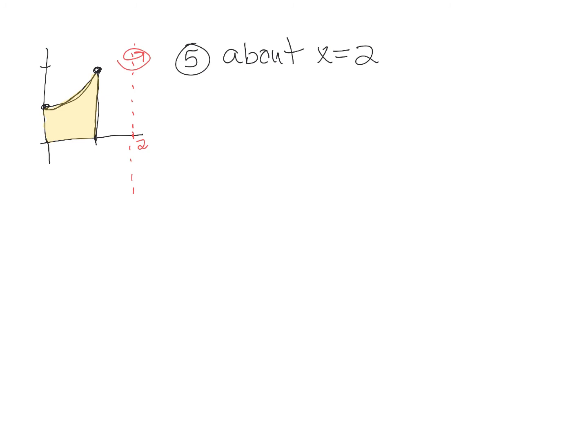Okay, now same area, but we're rotating it about the line x equals 2. We get to pick our own method, we obviously want our element to be vertical so that the top is always the top, the bottom is always the bottom. We have the curve on top and the axis on the bottom here. So that means my element is parallel to my axis. I want to use the shell method, 2 pi RH.